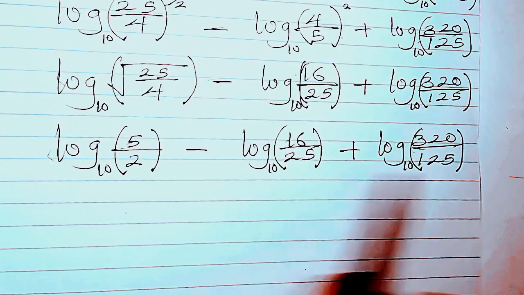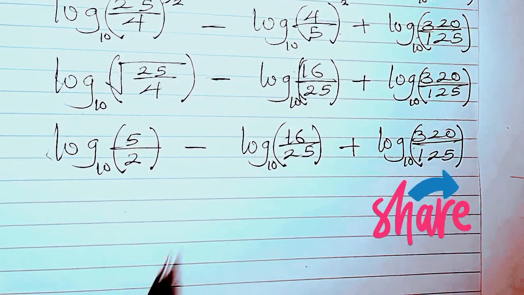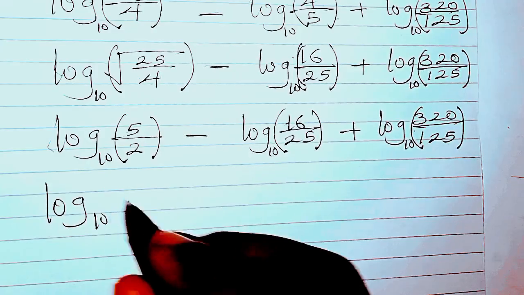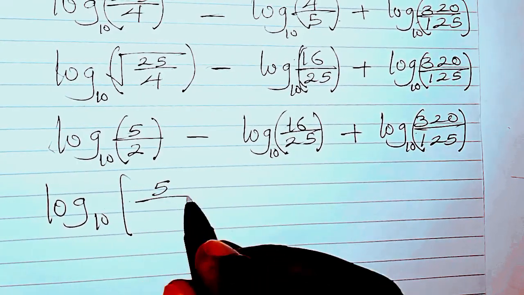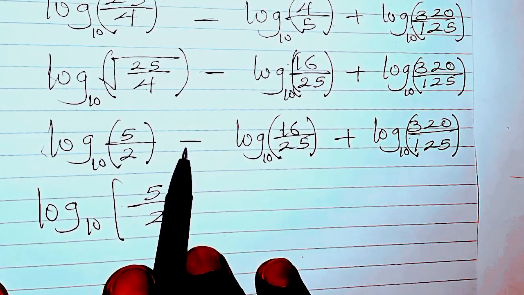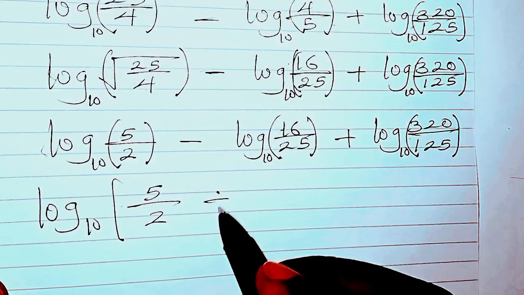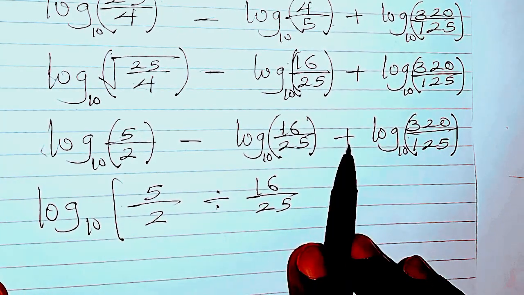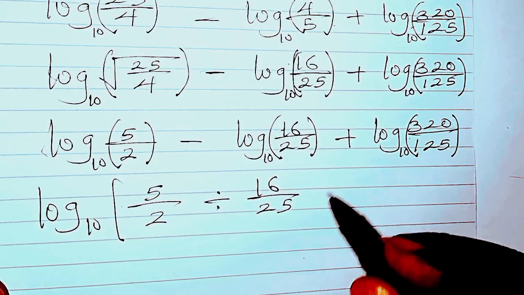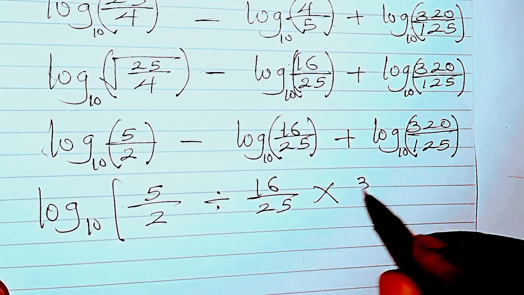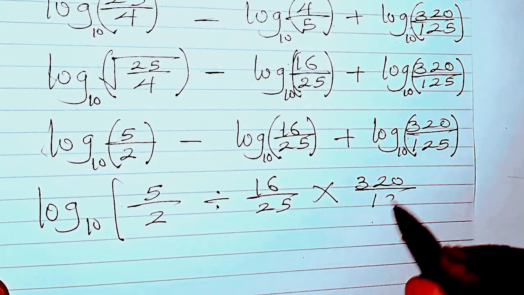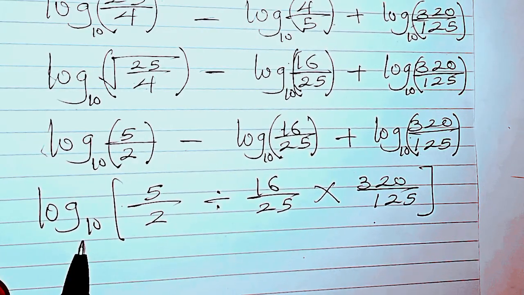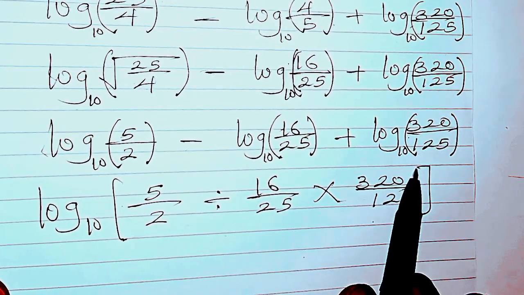So we can take a common logarithm of everything we have there. If you take a common logarithm of everything, we have the log to base 10, everything is 5 over 2. Because it's subtraction here, it's going to be division, 16 over 25. And because this one is addition, of course, that will be changed to multiplication. That's 320 over 125. Okay, we're applying this law because we have now taken a common logarithm to base 10 of everything we have there.